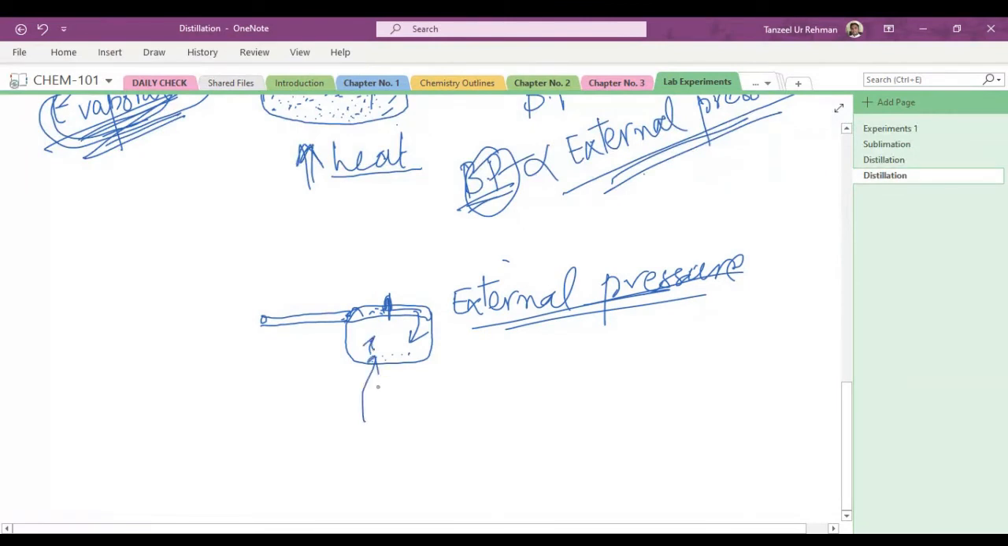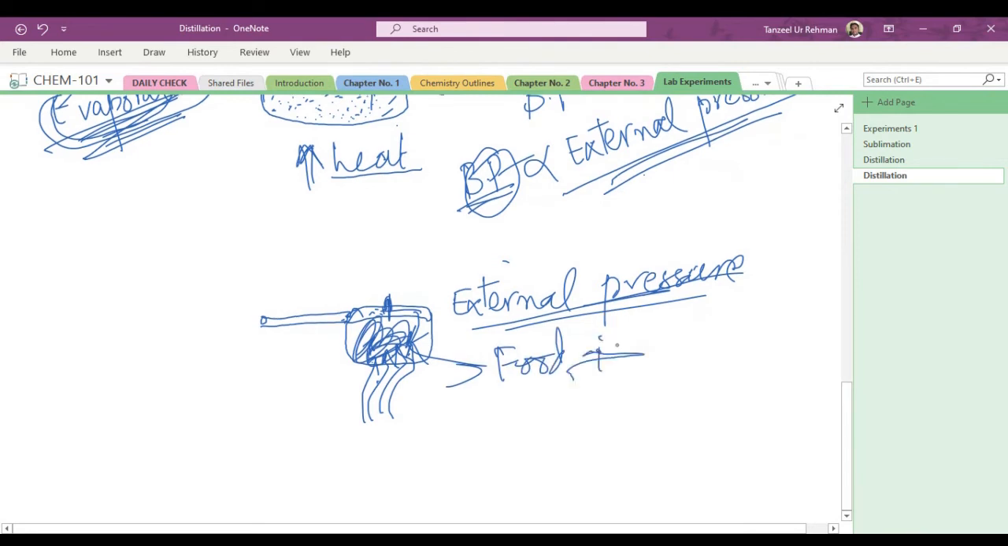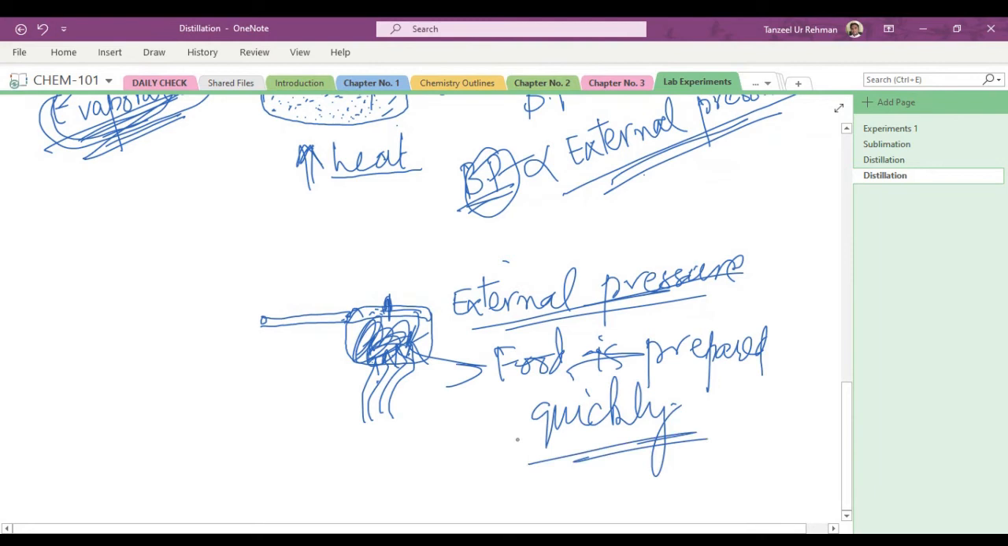So more heat goes in. It takes more heat to boil. So more heat goes in and our food is prepared quickly due to more heat. So that's why we use a pressure cooker.